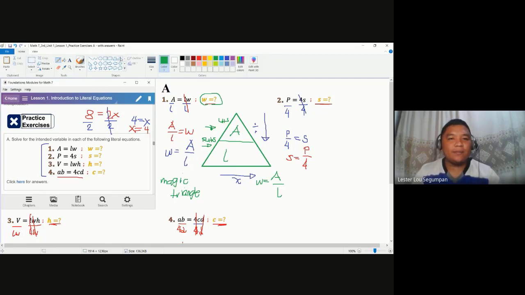Let's try to use the same magic triangle here for number two. Let's place again, the top should be your left hand side, which is P, and the bottom is your right hand side, which is 4 and then S. Since we would like S, let's cover the S. Again, because S is what we want here. What remains here is P and 4. Again, from top to bottom, we will use division. Therefore, the value for S is P divided by 4, which is again similar to the process earlier.